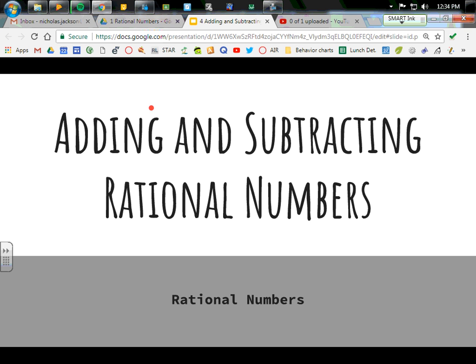Hey everybody, so we're going to talk about adding and subtracting rational numbers, which is really what everything we've been doing is going to kind of culminate in. This is why we practiced finding the lowest common denominator and factoring and all that kind of thing. They all come into play here. So let's take a look at what we are doing.